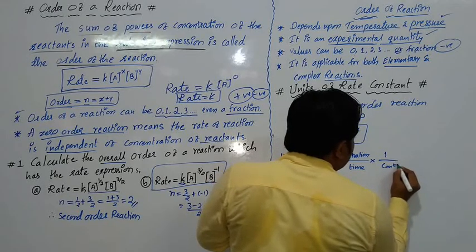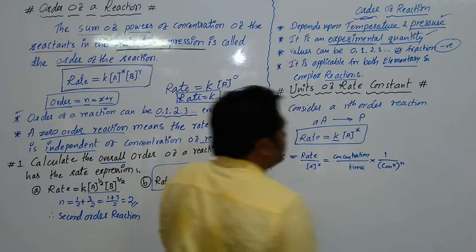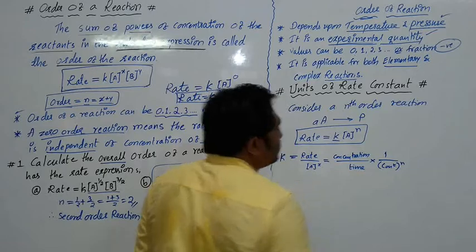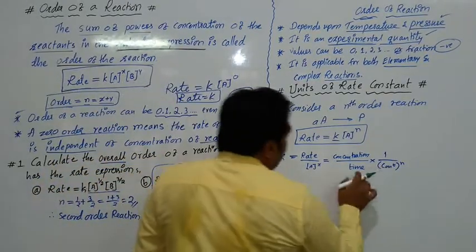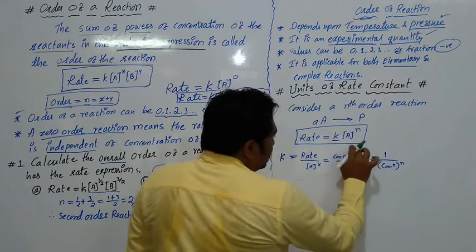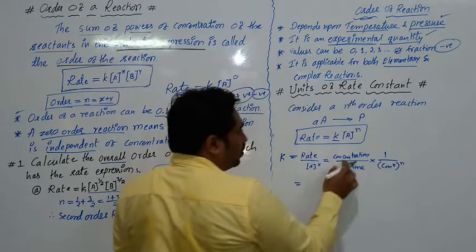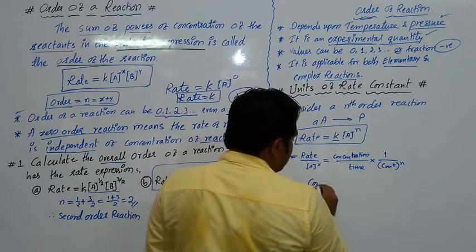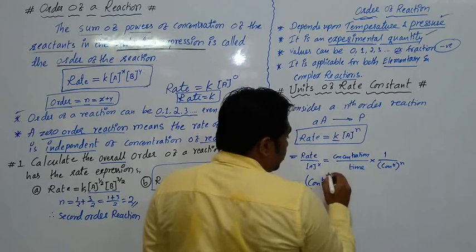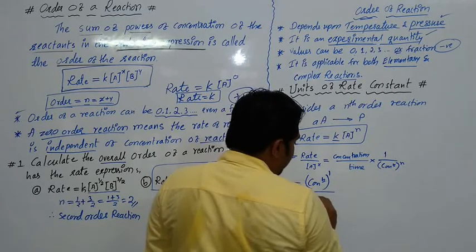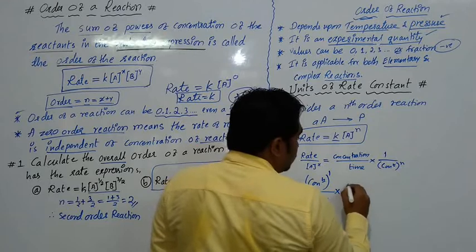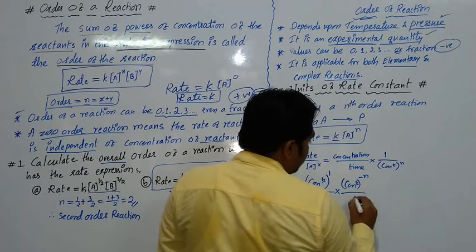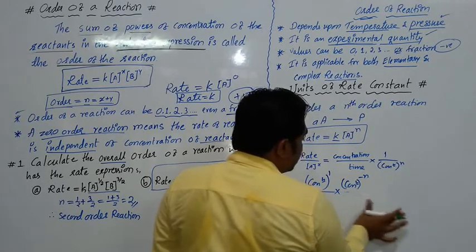Here it is, concentration raised to n. For an nth order reaction, this will be n. So now, what is the unit of this concentration? Further simplification: concentration comes to the numerator. Here concentration raised to 1 is divided by time into concentration raised to minus n divided by 1. So we can take it directly like this.